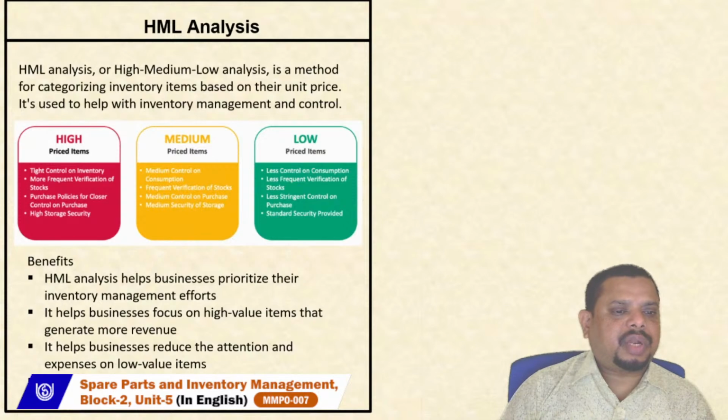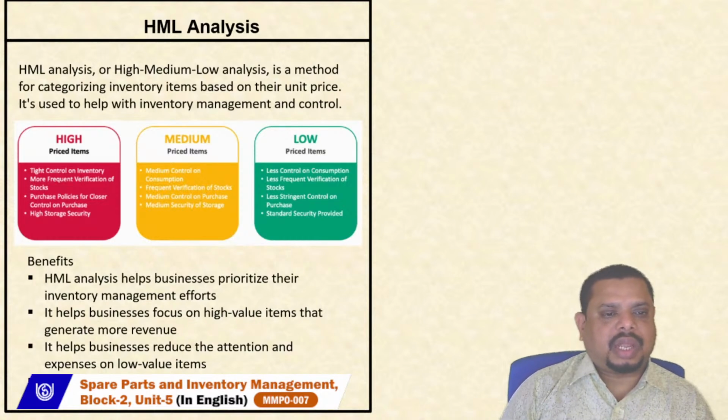Then more frequent verification of stock. If needed, you must go for physical verification of stock. Then third, we have a purchase policy for close control on purchase. And the last one, high storage security is needed in case of high price items. Next we have medium price items. So medium control should be required on consumption, and frequent verification of stock should be needed.